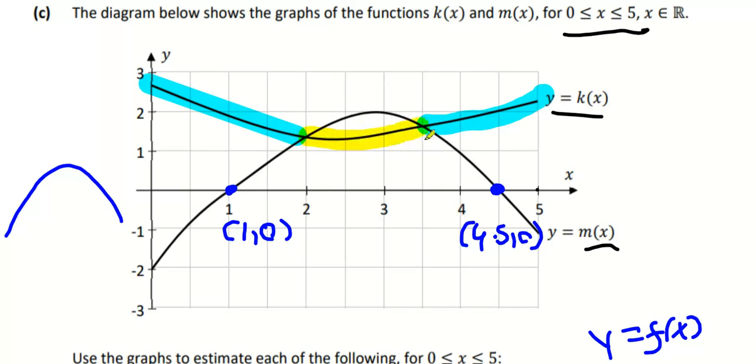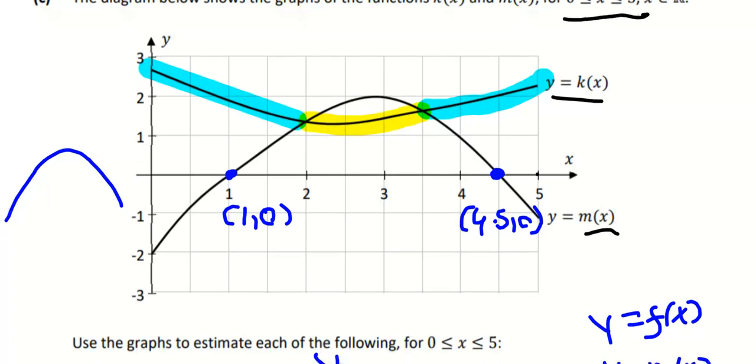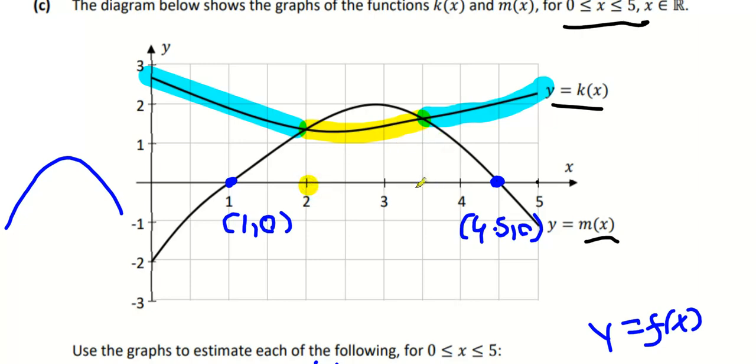That region in there, in between 2 and 3.5. That's your region where it's smaller. So we're actually after when k is smaller than m. So that's the yellow region because you can clearly see it's above it. So it starts at 2 and it ends at 3.5.